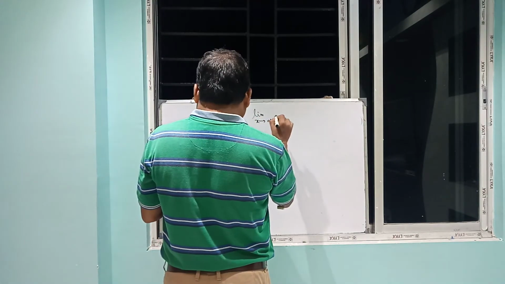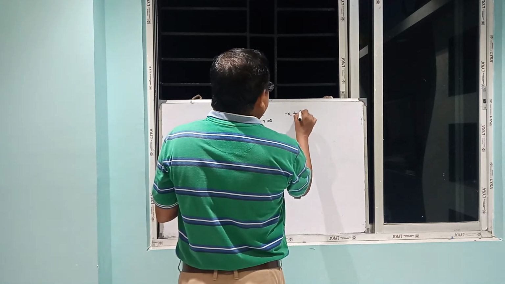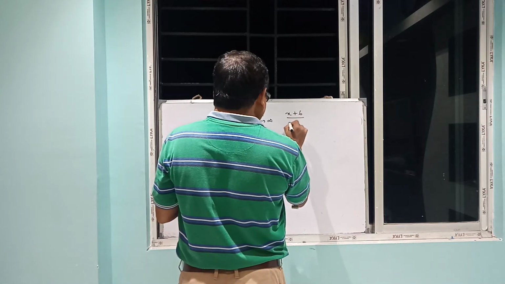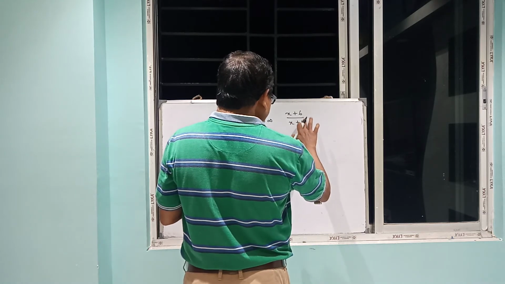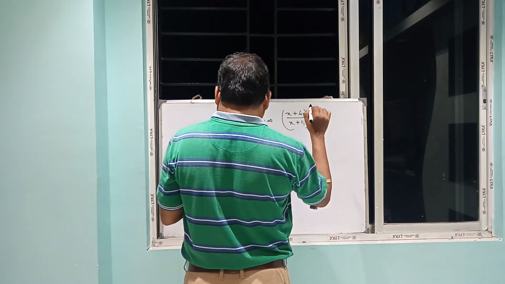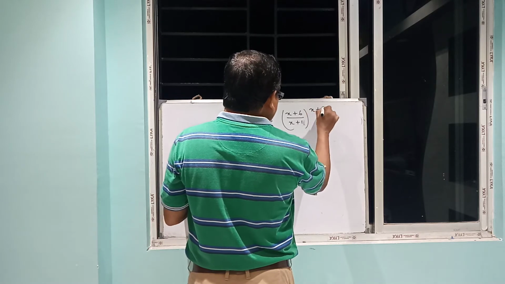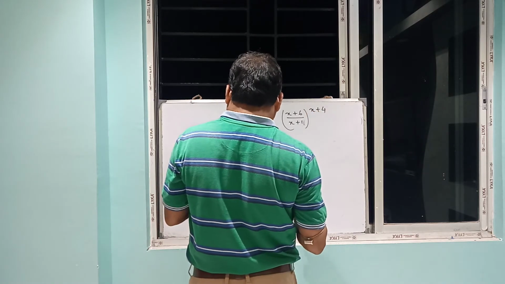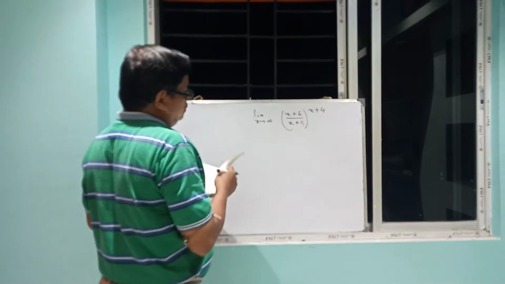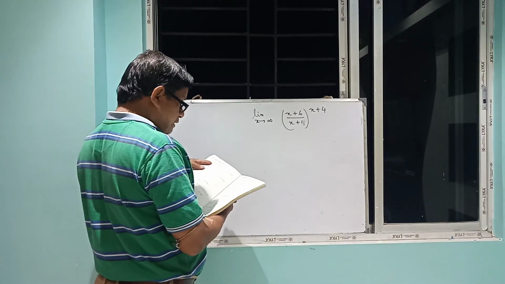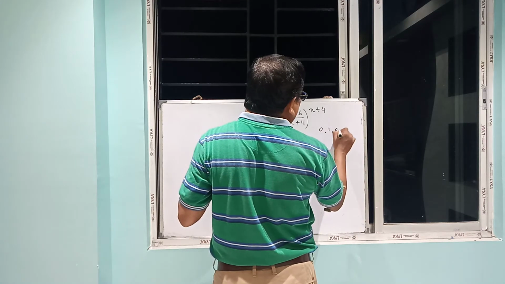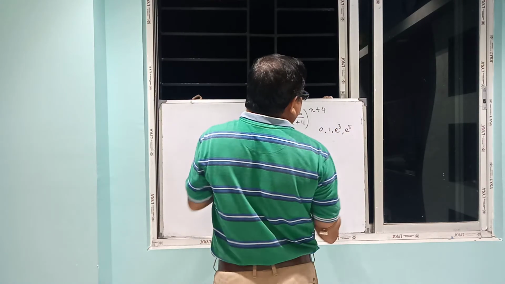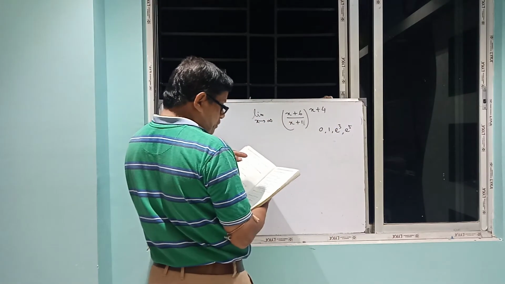Limit x tends to infinity of (x plus 6) by (x plus 1) with x plus 4. Okay. The answer is there: 0, 1 into the power 3 into the power 5. Okay.